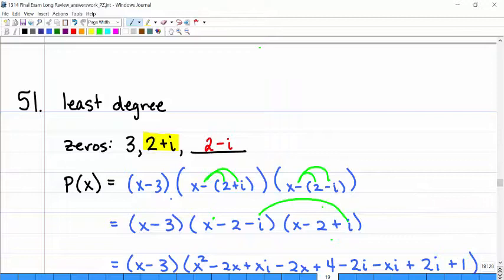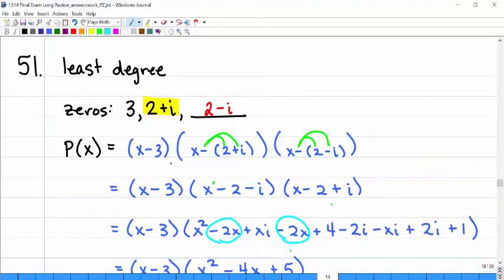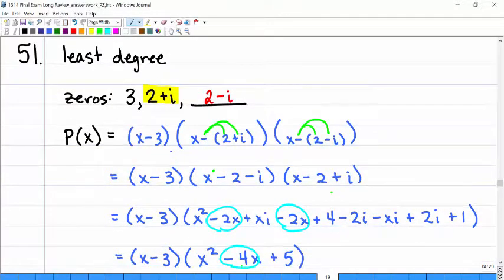Okay, now let's go collect some terms. When I'm collecting like terms, I have negative 2x minus 2x, which gives me negative 4x here. My xi minus xi cancels. My negative 2i plus 2i cancels. And then my constant term, 4 plus 1, gives me 5. Now I need to multiply x minus 3 times x squared minus 4x plus 5.